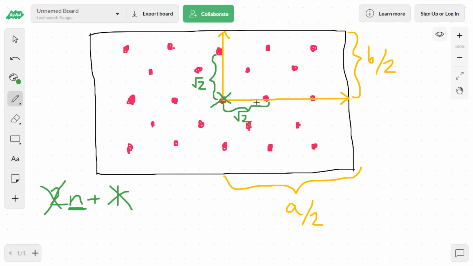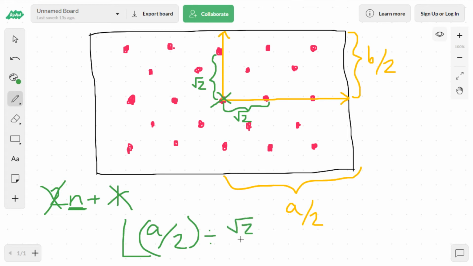I realize over here, if we divide this by root 2, we get 2.7 maybe, right? Well, we don't want that. All we care about is the 2. The 0.7 means nothing to us because it means the next point's going to be out here somewhere, which is not inside the rectangle, so we're not interested. So we're going to take the floor of a divided by 2 divided by root 2.